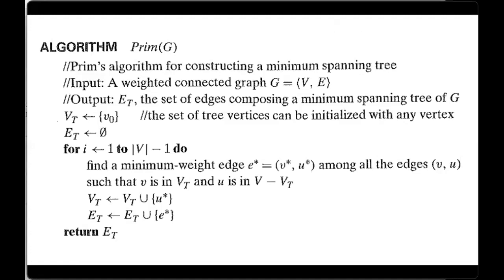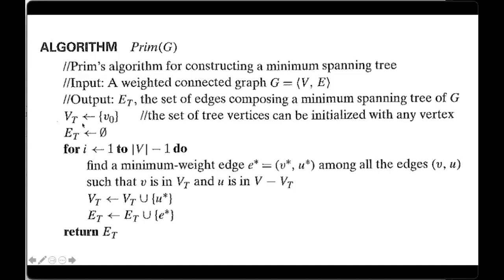So this is the given algorithm for Prim's. The algorithm is as follows. Input is a weighted connected graph G. Capital V is the set of all vertices. Capital E is the set of all edges. Output is E subscript T, that is the set of edges composing a minimum spanning tree of G. That is the output, the set of edges which will represent the minimum spanning tree of G.